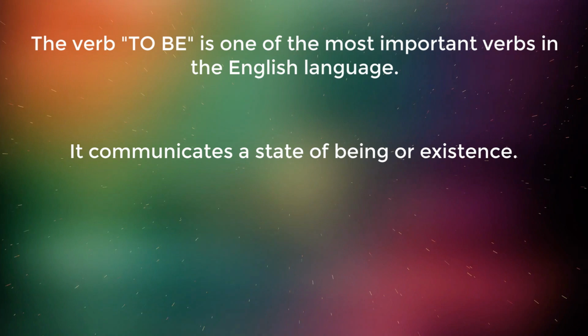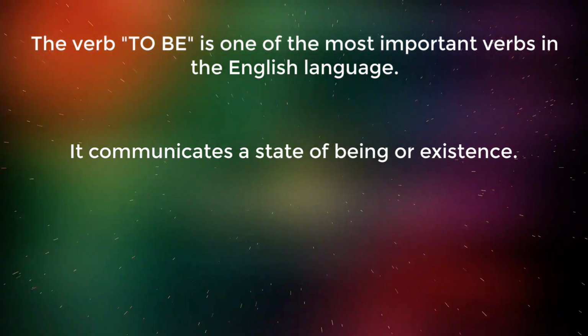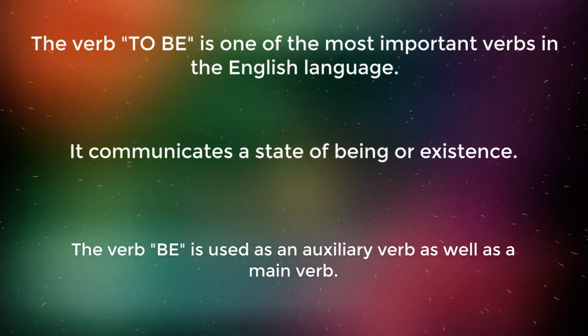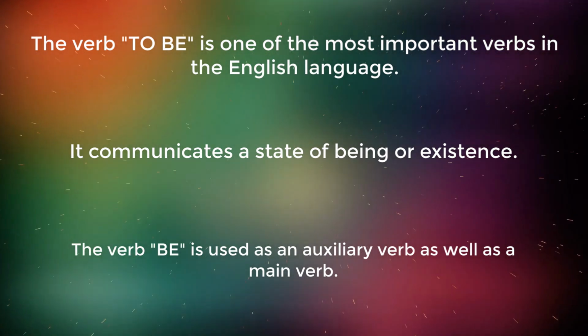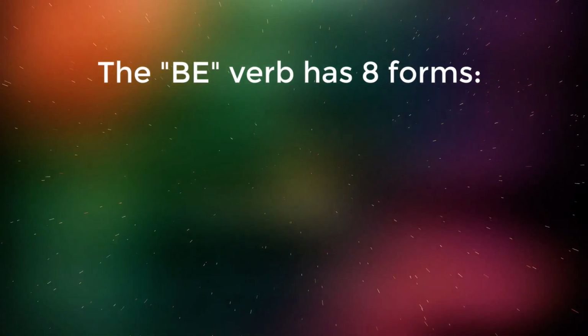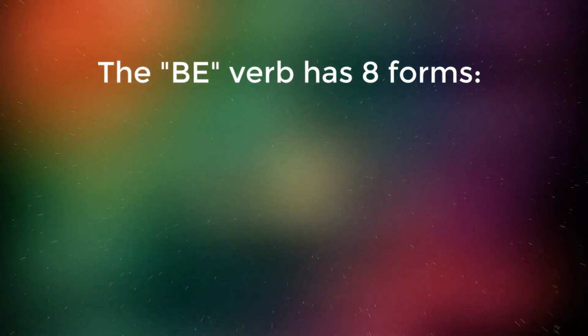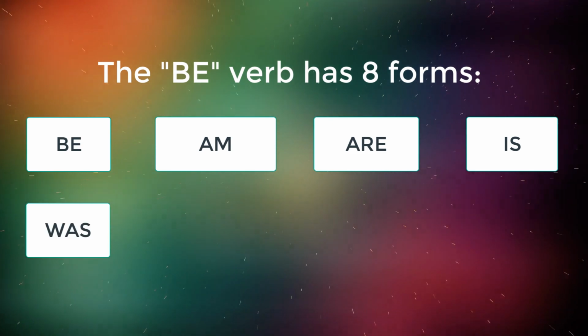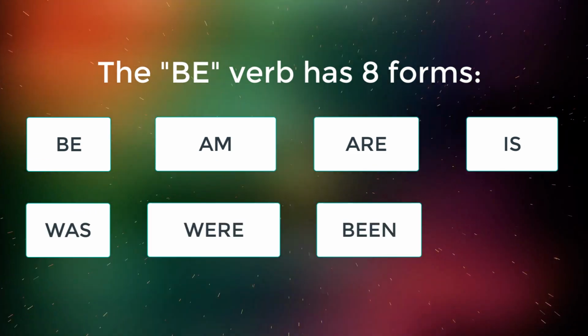The verb to be is one of the most important verbs in the English language. It communicates a state of being or existence. The verb be is used as a main verb as well as an auxiliary verb. It is a most irregular verb and has 8 forms: be, am, are, is, was, were, been, being.